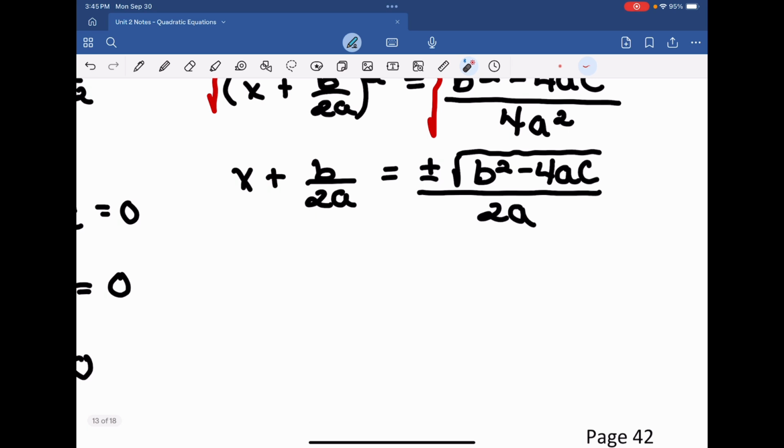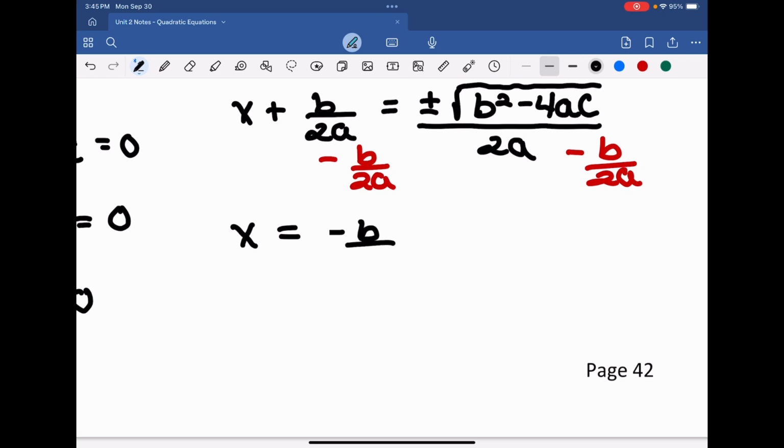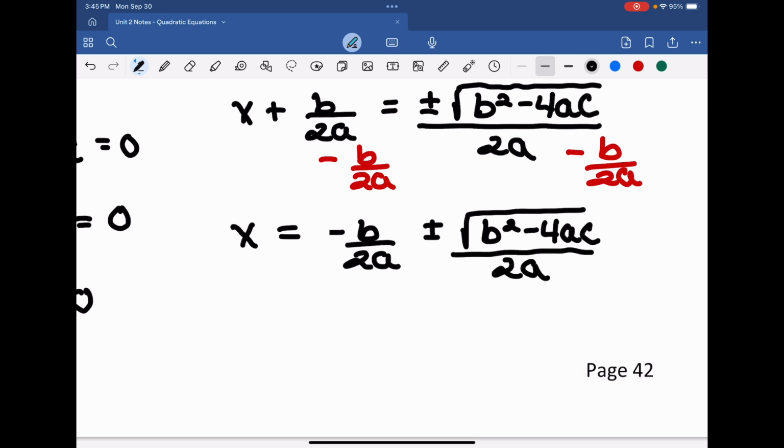What we're going to have to do is subtract the b over 2a from both sides. So when I subtract the b over 2a from both sides, as such, b over 2a, not 2 over ba. There we go. Now this is going to isolate x, which is equal to negative b over 2a as that front term, plus or minus, the square root of b squared minus 4ac, all divided by 2a.